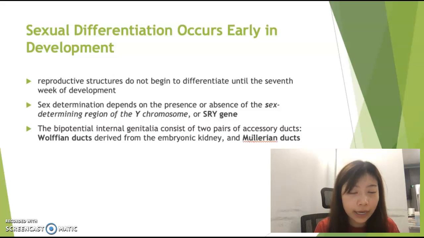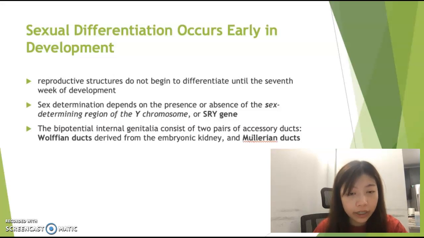The bipotential gonad has an outer cortex and an inner medulla. Under the influence of the appropriate developmental signal, the medulla will develop into a testis. In the absence of that signal, the cortex will differentiate into ovarian tissue. The bipotential internal genitalia consist of two pairs of accessory ducts, shown here in the third one. The Wolffian ducts derive from the embryonic kidney, and the Müllerian ducts. As development proceeds along either male or female lines, one pair of ducts develops while the other degenerates.